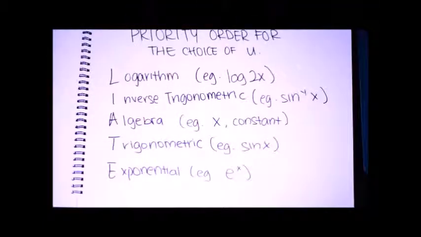For the priority order for the choice of u, we follow LIATE, where L stands for logarithm, example log 2x, I stands for inverse trigonometric, example inverse sine x, A stands for algebra, for example x or a constant like 1, T stands for trigonometric, example sine x, E stands for exponential, example e to the power of x.